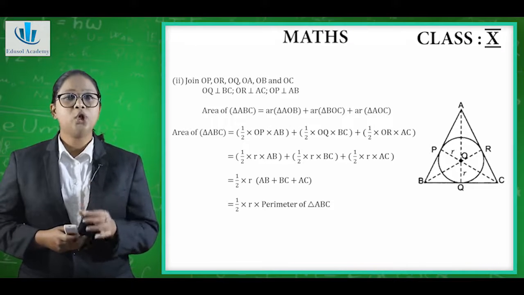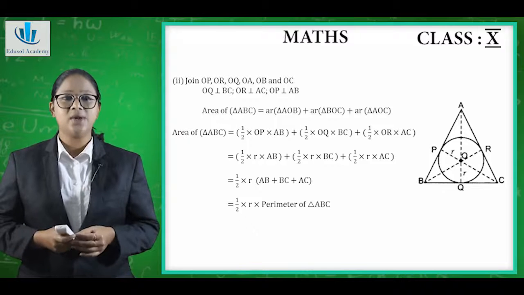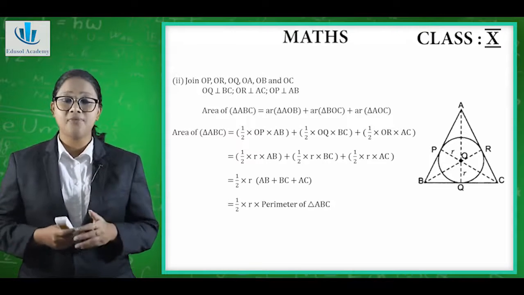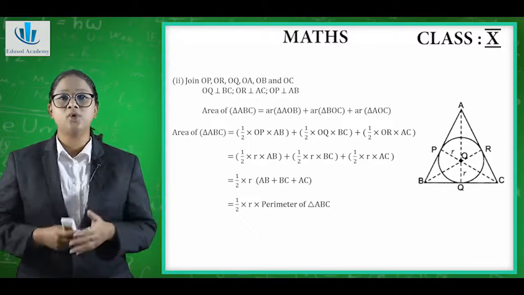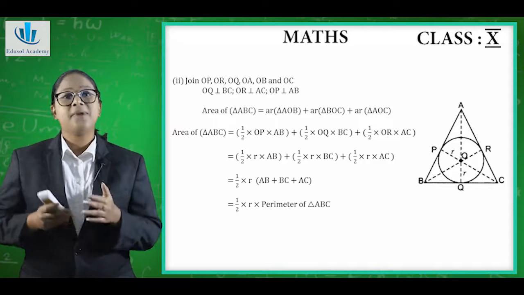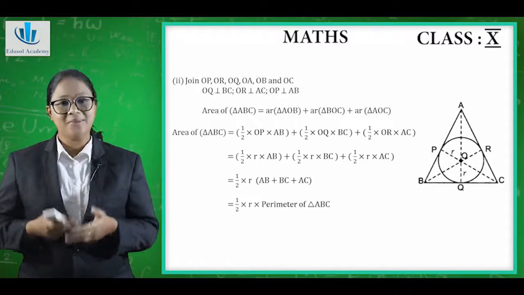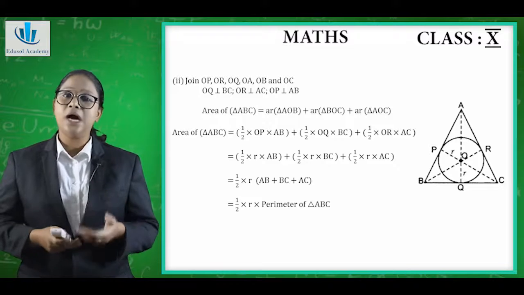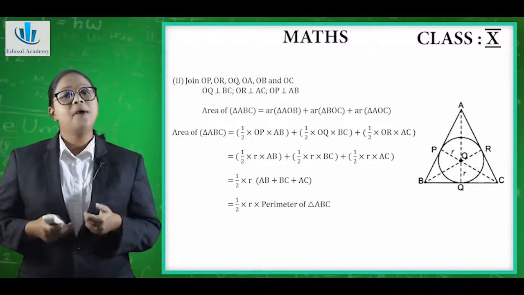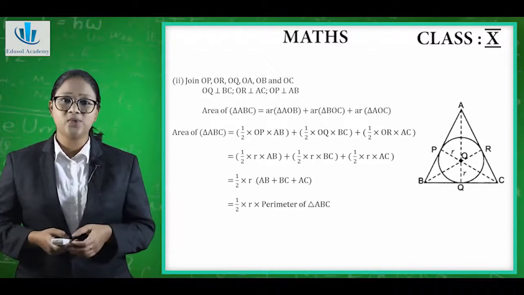Now, OP, OQ and OR are all radii of the same circle. So, you can replace those three terms with R. Now, R and half are common in all those. Take those out. What's remaining? Half into R into bracket AB plus BC plus AC. What is AB plus BC plus AC? Perimeter of triangle ABC. So, area of triangle ABC is hence equal to half into R into perimeter of the triangle ABC, hence proved. Moving on to the next question.